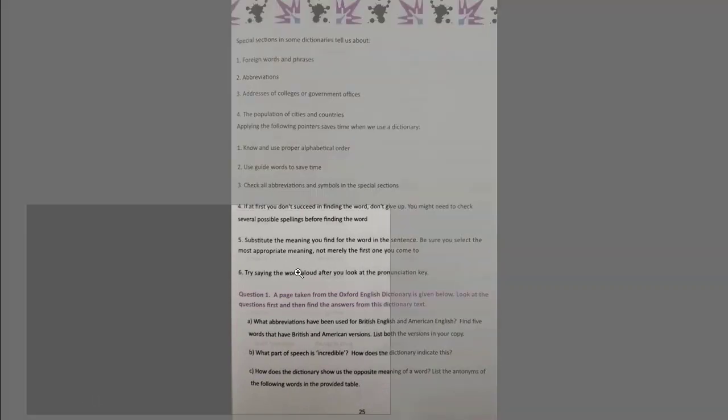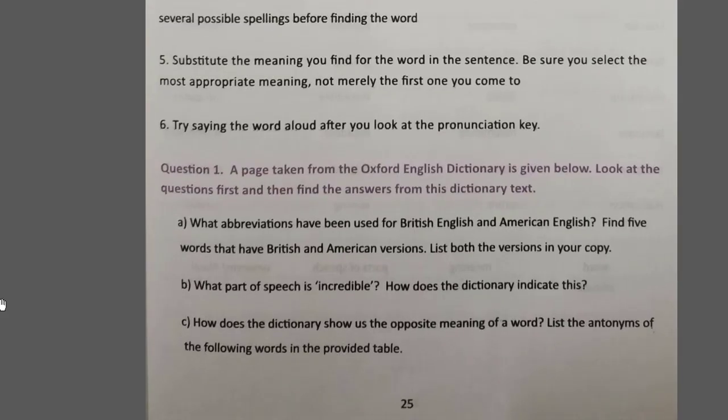Now turning to the exercises. Question number 1. A page taken from the Oxford English Dictionary is given below. Look at the questions first and then find the answers from this dictionary text. What abbreviations have been used for British English and American English? If you have a dictionary at home, go through the abbreviation section and find out which abbreviations have been used. I think it's Brit or something like that. Anyway, find 5 words that have British and American versions. List both the versions in your copy.